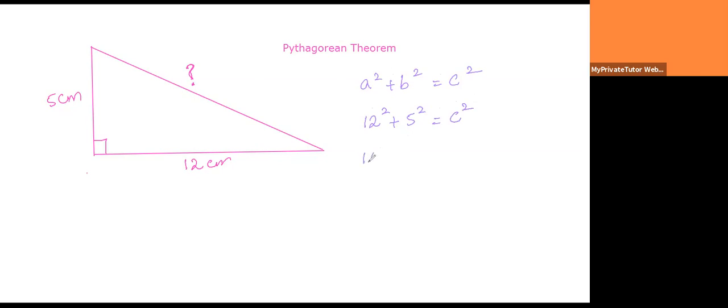So what is 12 square? 144. 5 square is 25. So c square equals 169 if you add, and c equals the square root of 169. What is the square root of 169, guys? Which is 13 centimeters. So the length of this hypotenuse side is 13 centimeters. Okay, so this is a basic question. I hope you guys are able to follow me. If yes, we'll go to the next question.